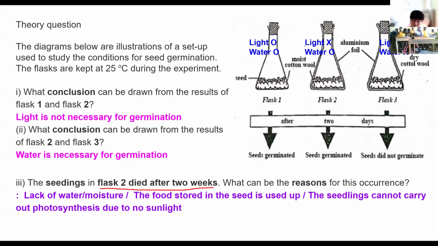Well, I guess the only difference was not having light, right? So not having light enabled initial germination. It allowed the plant to grow in the beginning, but it did not last for a long time. And we can notice that sunlight then serves as an important part in plant growth.